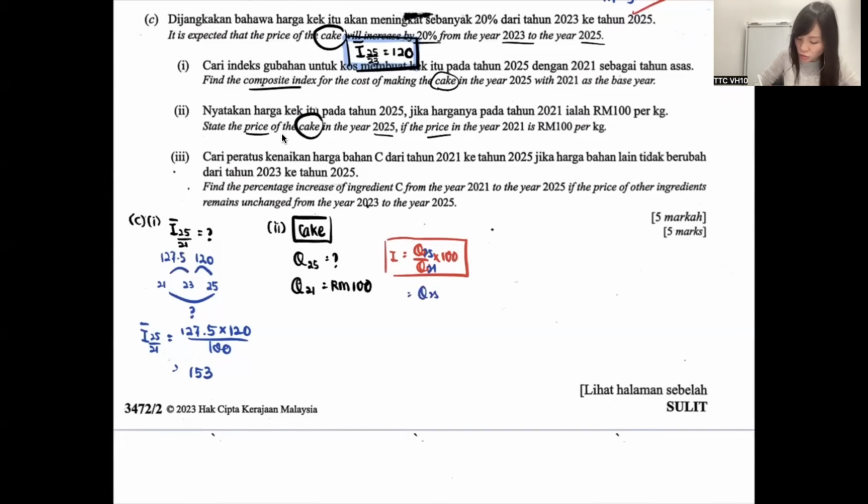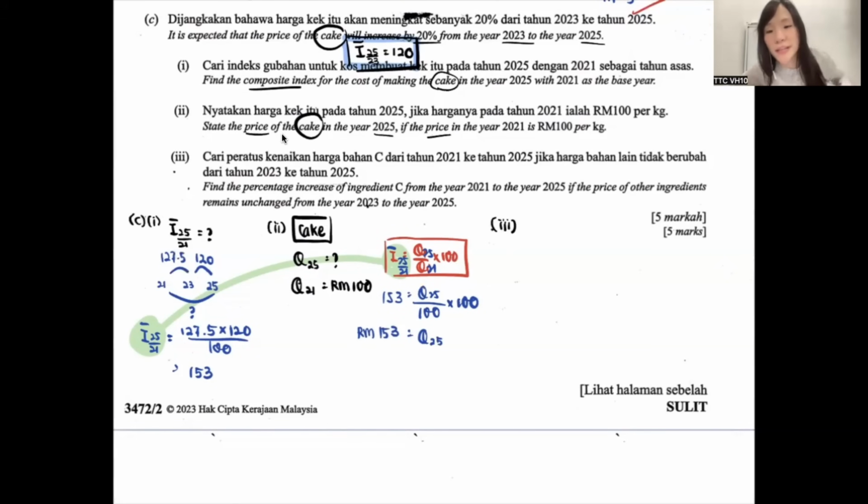Remember, 25 goes on top, 21 at the bottom. So 25 how much? Don't know. 21 how much? 100 ringgit, times 100. Remember, you're doing 25, 21, so your I must be 25, 21. If you're doing cake, you should put I dash 25, 21. And I dash 25, 21 is what you just found, which is 153. 153 means an increase of 53%. So 153 divided by 100 times 100. This is money, RM, so 153 ringgit. Done.